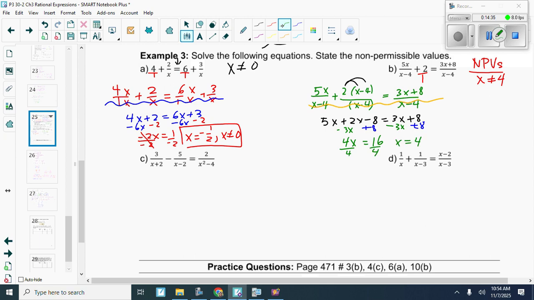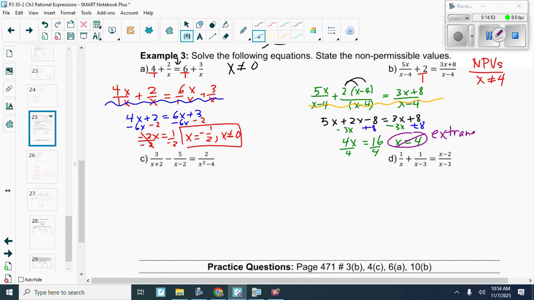Okay, my non-permissible value is x cannot equal 4. Well, I just said my solution was 4. So this is an example of, okay, this is extraneous.